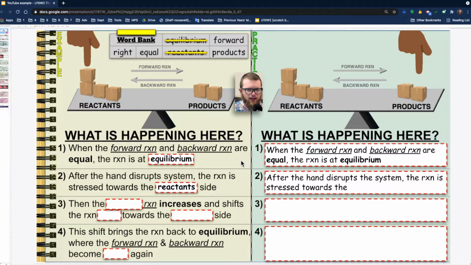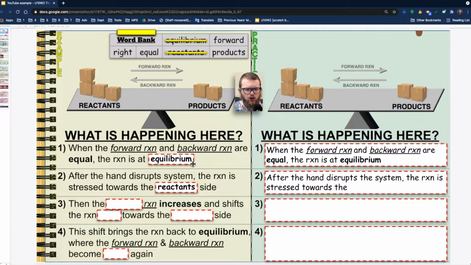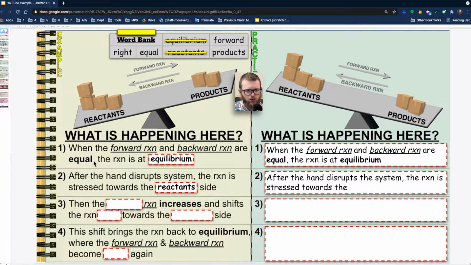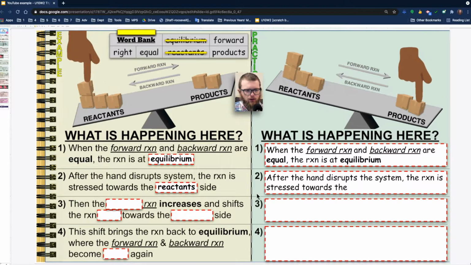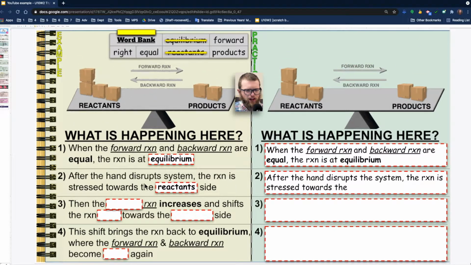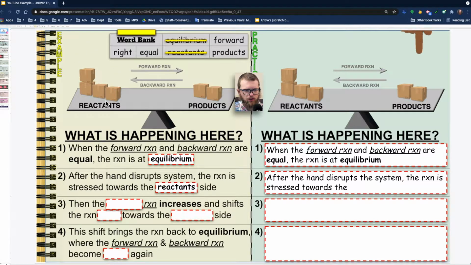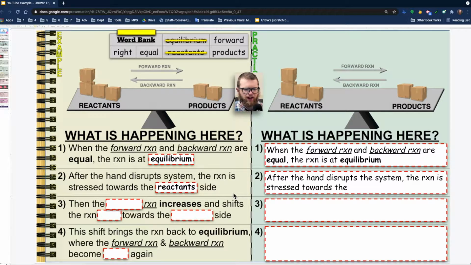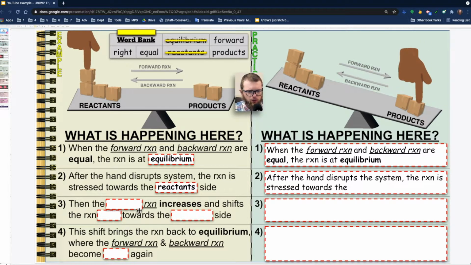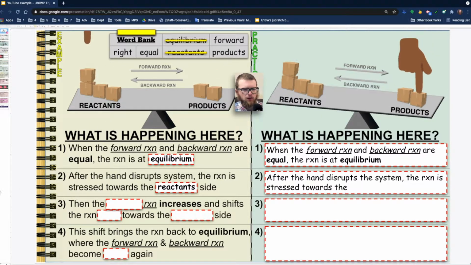So what is happening here? Well, step one, when the forward reaction and backward reaction are equal, the reaction is at equilibrium. So like here, oh, they're equal, it's at equilibrium. And then, after the hand disrupts the system, the reaction is stressed towards the reactant side. Oh, the hand comes in and pushes the balance towards the reactant side, so that's why number 2 says that. Okay, so then we've got 4 more blanks here and 4 words in our word bank.